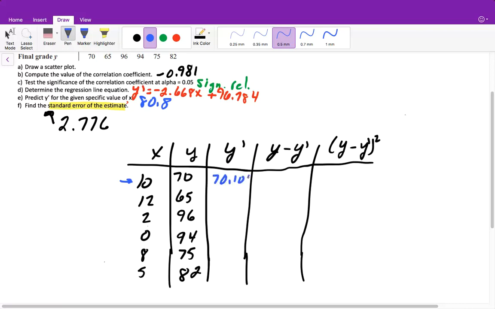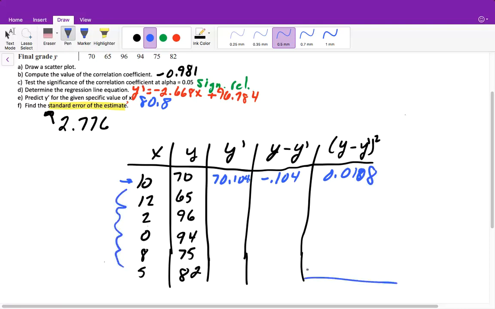70.104. Then you will do your Y minus your Y apostrophe. So it'll be 70 minus your answer, so negative 0.104. And then you square it, and that will give you 0.018. And then you would do this for all of them.